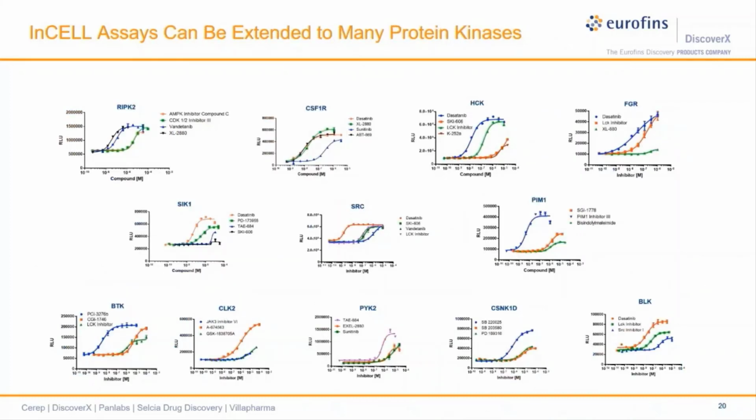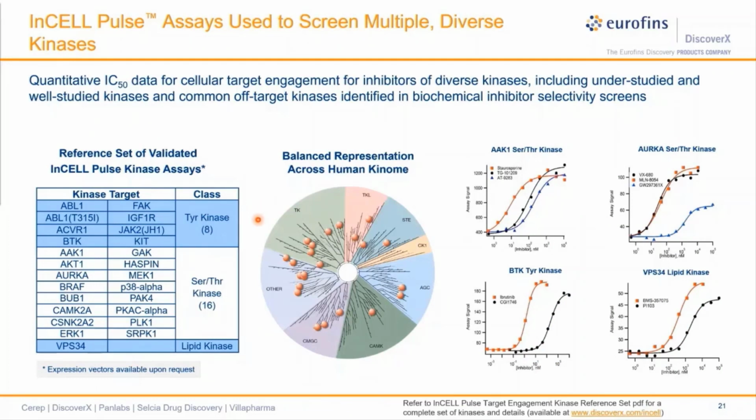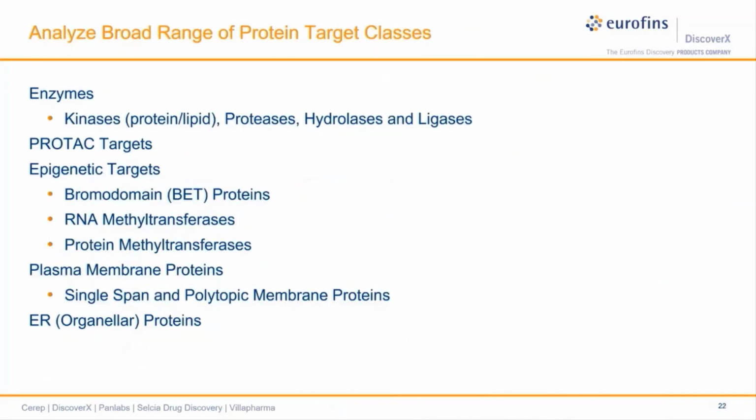InCELL target engagement assays can be extended to many protein kinase targets. In fact, we have developed InCELL target engagement assays against protein kinases across the human kinome. And InCELL assays are not just for protein kinases. We have a reference set of validated InCELL Pulse kinase assays, 25 of which are shown here. Kinase validation data and reagents are available from discoverx.com/InCELL.